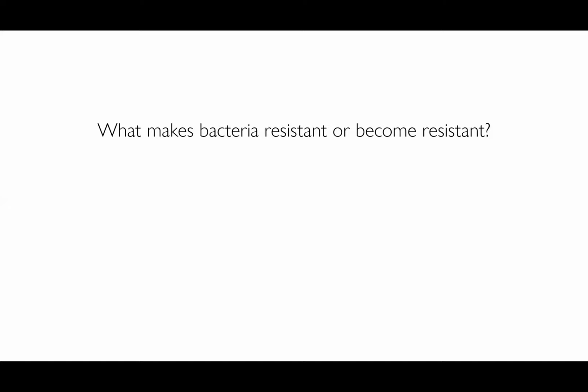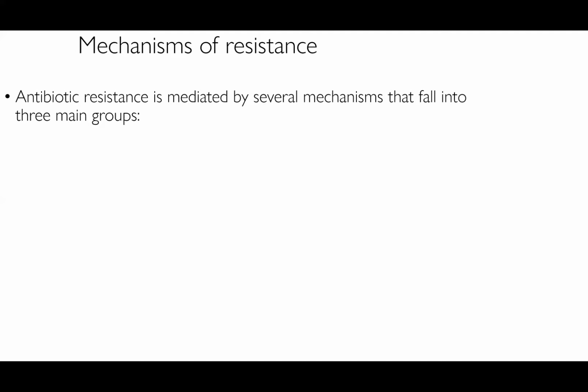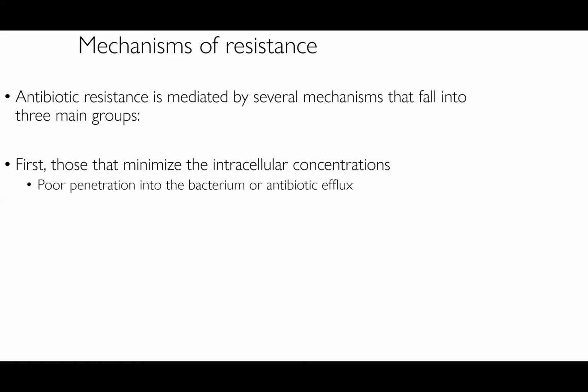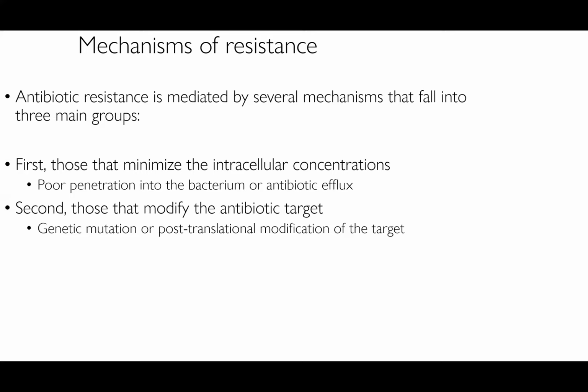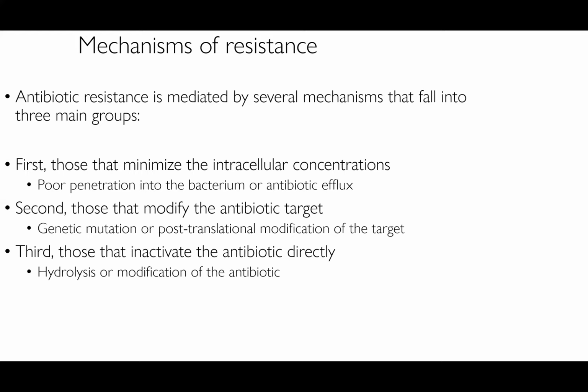But ultimately, we can ask the question, what makes a bacteria become resistant or naturally resistant? Antibiotic resistance is typically mediated by several mechanisms that fall into three main categories. First are those that minimize the intracellular concentrations, particularly poor penetration into the bacterium or a pump to remove the antibiotic from the cell. Second are those that modify the antibiotic target, so some sort of genetic mutation or post-translational modification of the target, basically making the antibiotic less toxic or completely ineffective. And then finally, there are those that inactivate the antibiotic directly. This is some sort of chemical reaction.